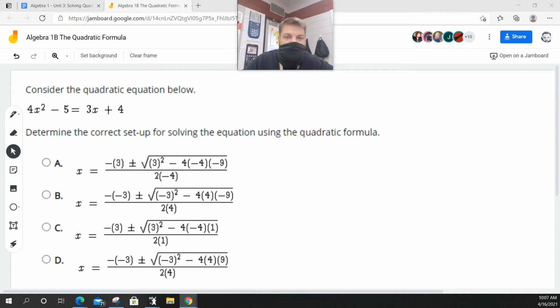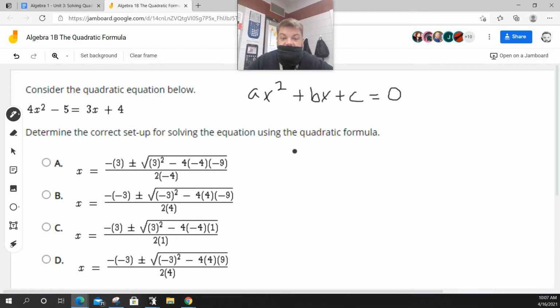All right, so you guys can help me with this. What do I got to do first? Move stuff. Okay. Make it equal 0. So what we have to make sure, because the quadratic formula only works if it looks like this. And it doesn't, so we have to move stuff, right?